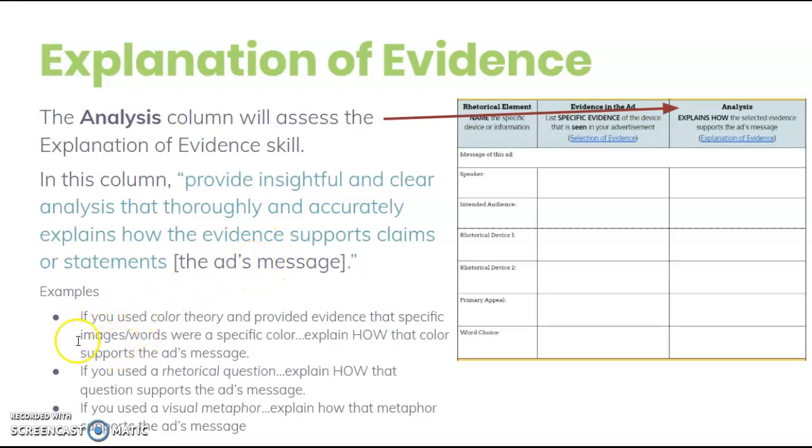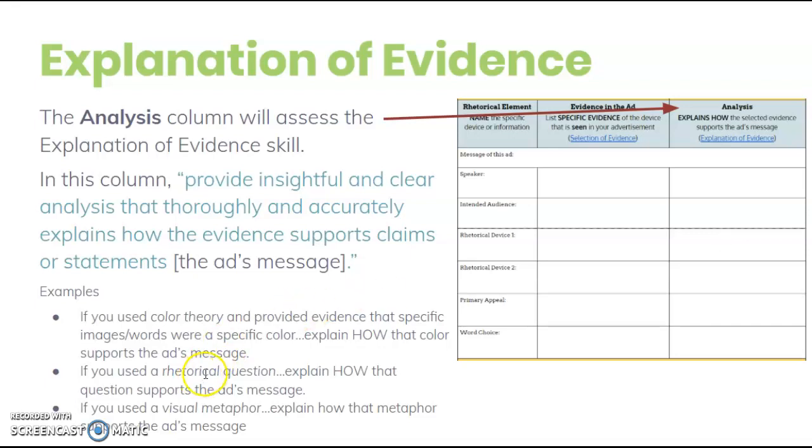So here are some examples at the bottom. So if I say, again, I use color theory, in my evidence, I use the color yellow in these places, I use the color red in these places. Here is where I'm going to explain, why did I choose red and yellow? What is the meaning of those colors? And how did those meanings help convey the meaning of my ad?